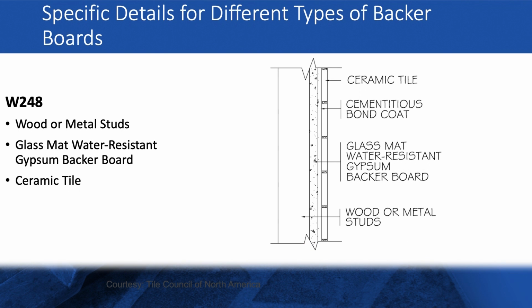W248, glass mat water resistant gypsum backer board is installed with its ends and edges fit closely together to eliminate gaps between the sheets, including inside corners. We're going to tape the seams and corners with 2-inch alkaline resistant fiberglass tape and cementitious bonding material. Again, the same as what we just did. This board is limited to dry areas where the temperature does not exceed 125 degrees Fahrenheit.